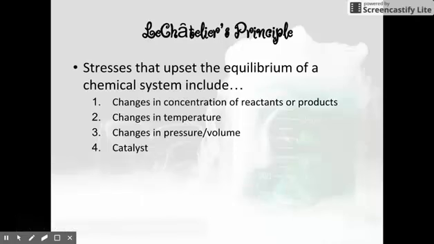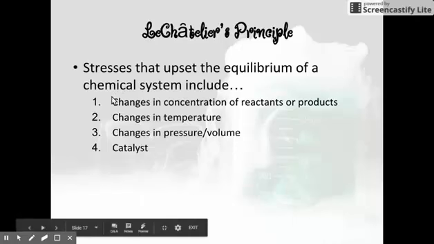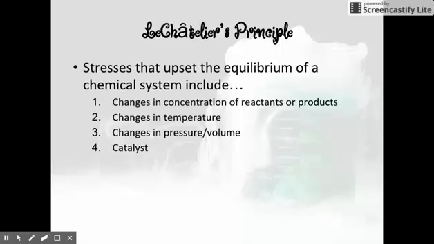So here are some of the stresses that can upset a system at equilibrium. One is changing the concentration. So we add more reactants, we add more products, or we remove some reactants, we remove some products. We can change the temperature, so we can heat up the reaction or we can cool it down. How is that going to affect our system?